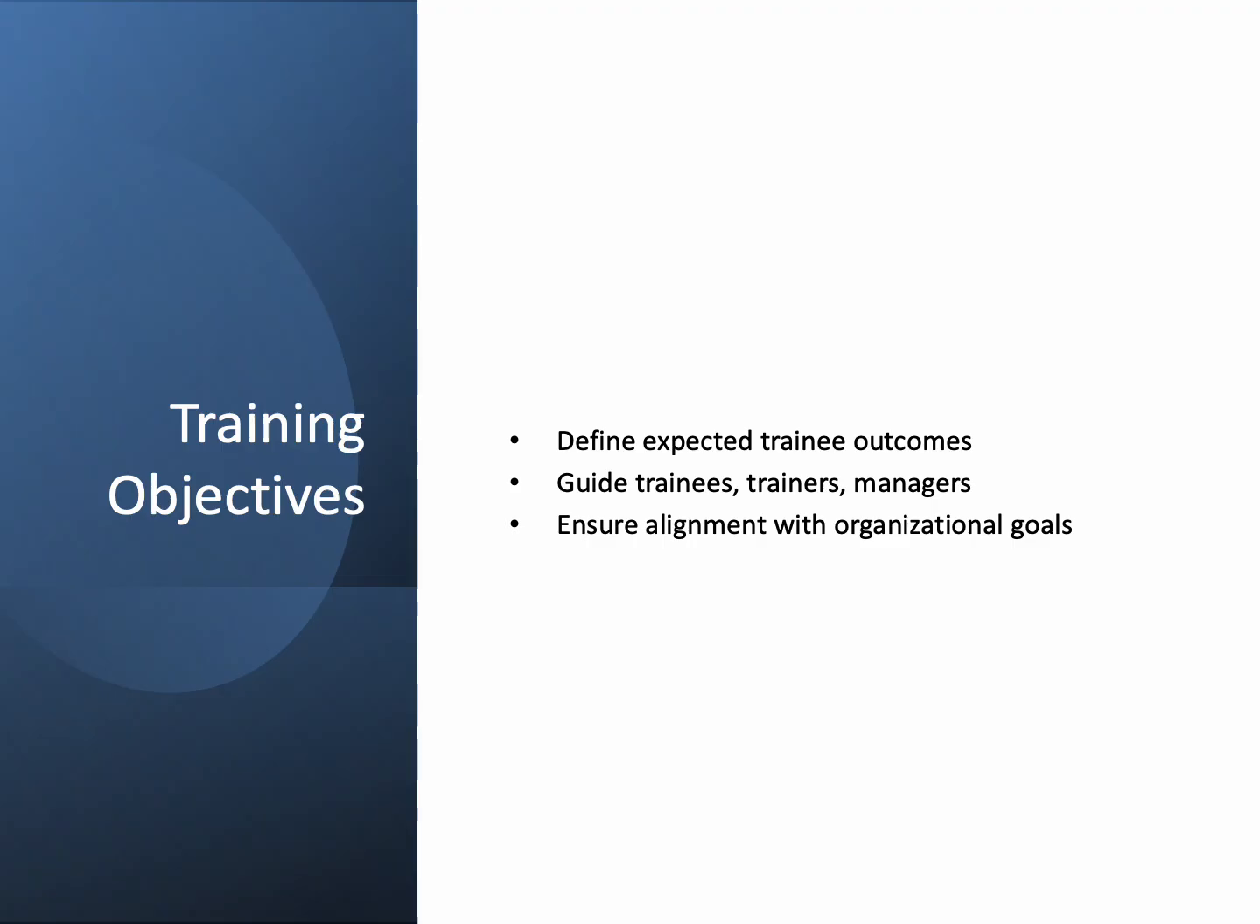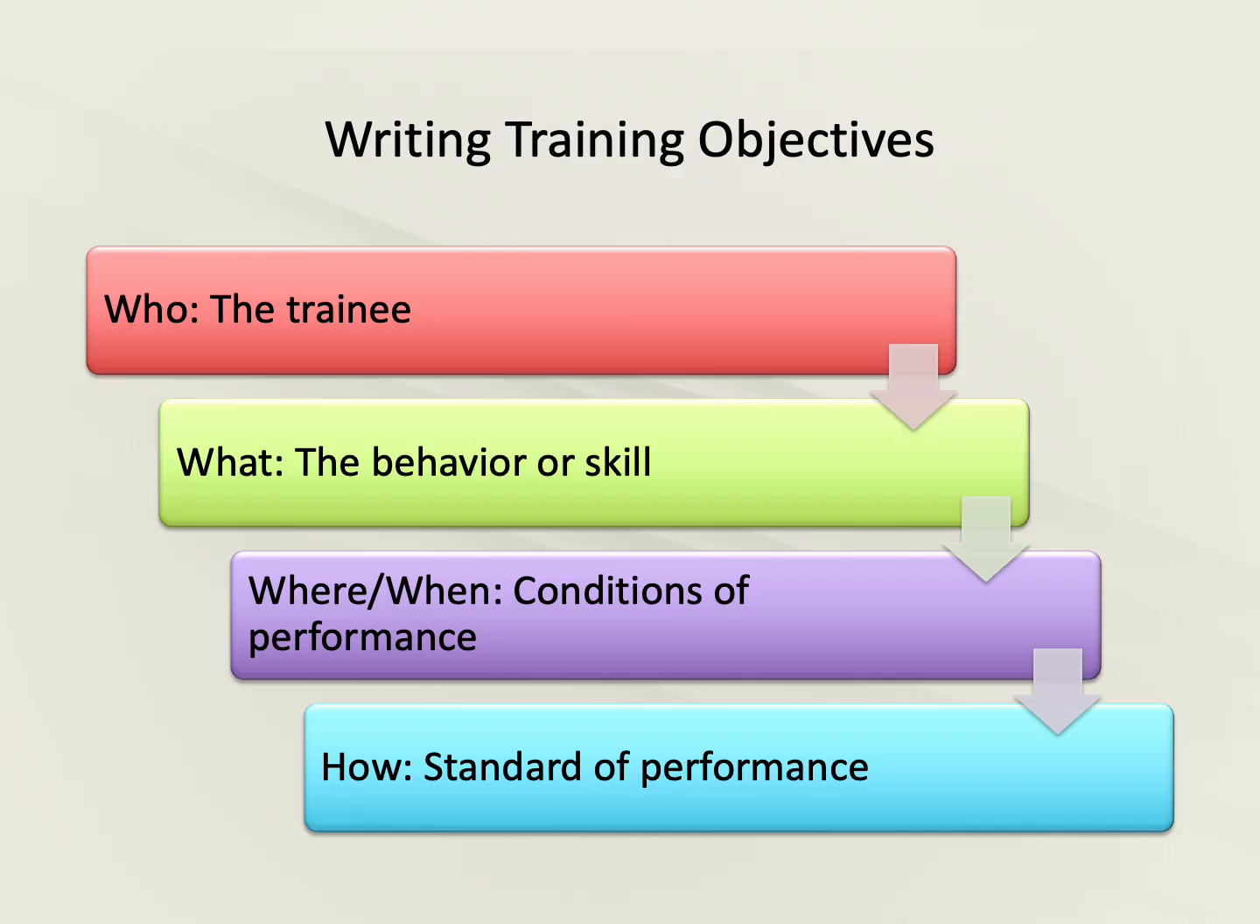and individual performance. Writing effective training objectives involves four key elements: who, the trainee; what, the behavior or skill; where, when, conditions of performance; and how, the standard of performance. For example, an objective might state, the technician, who, will repair equipment, what, in the workshop, where, when, with 95% accuracy, how. These elements ensure objectives are specific and measurable, guiding training design and evaluation.